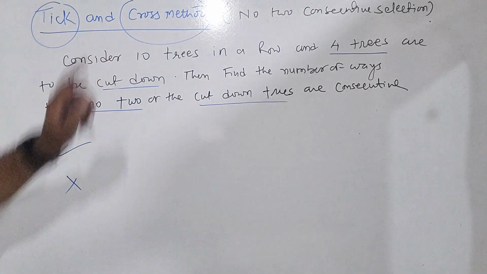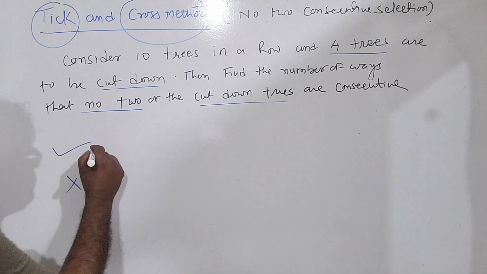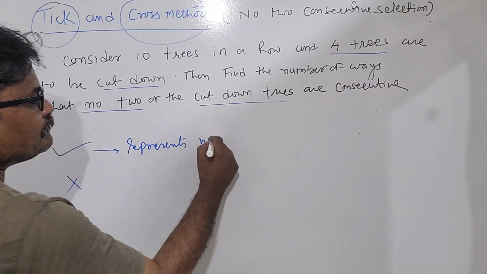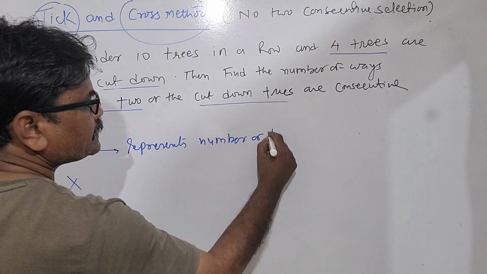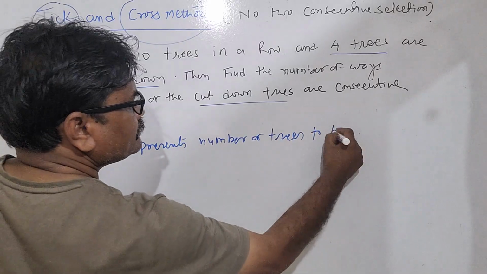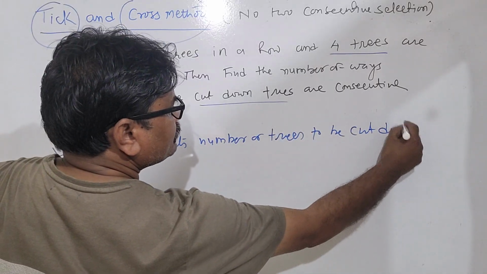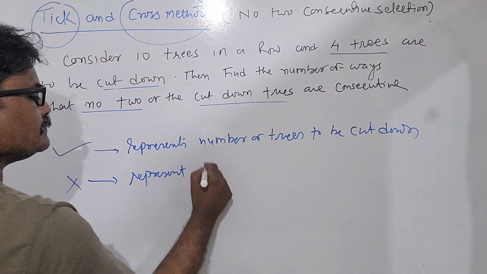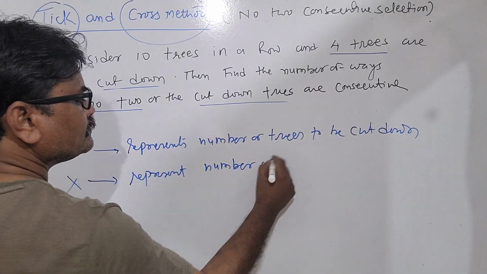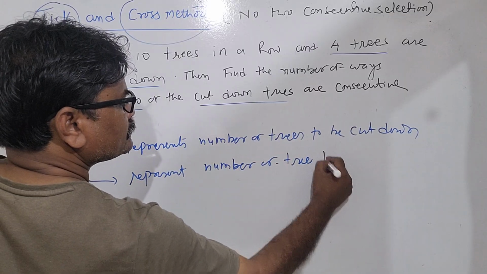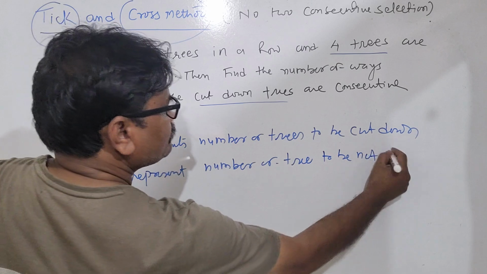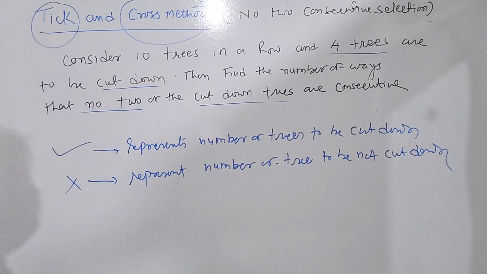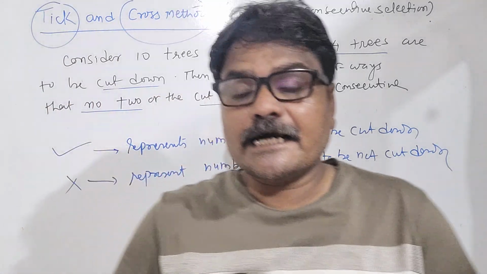See, we will use the tick and cross method. So what does this tick represent? It represents the number of trees to be cut down, and of course this cross represents the number of trees not to be cut down, correct? Okay, fine. So now the question is, how many trees are to be cut down?